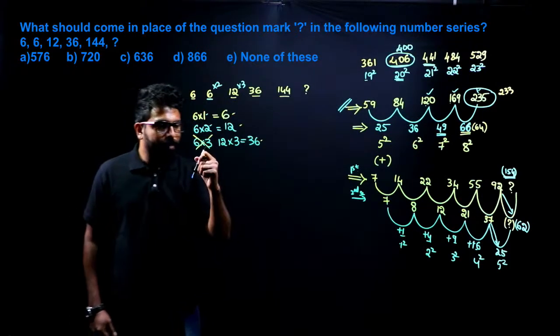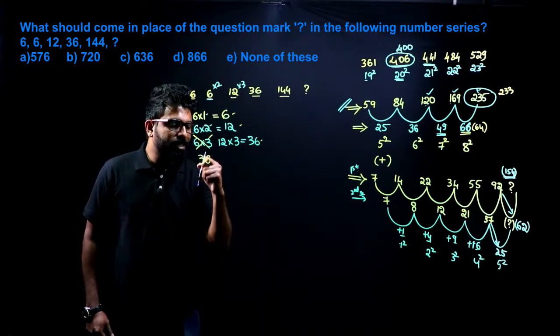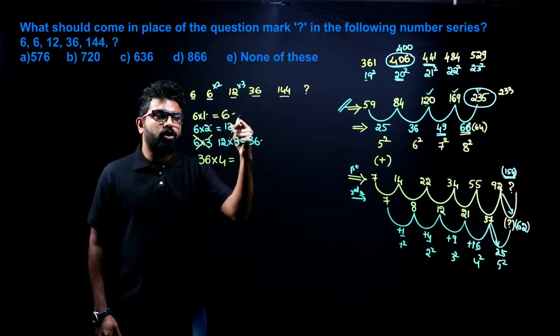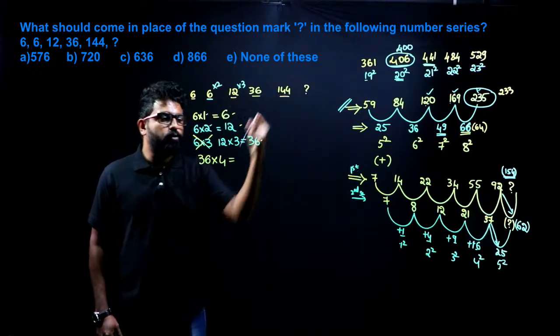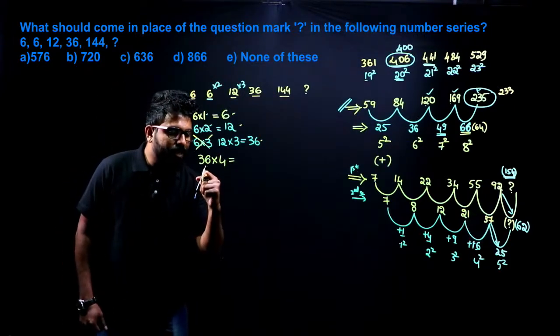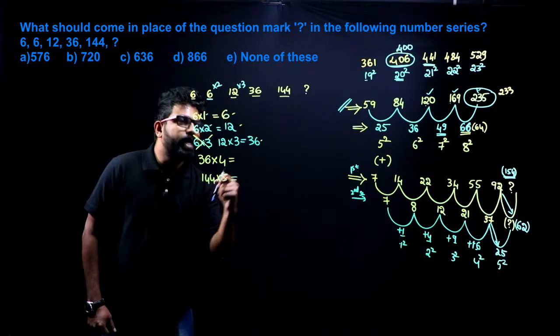So what should I multiply with next? I need to multiply 36 with 4. I need not do this because I've already got the logic and I already have 144 here. So what do I need to do next? I need to multiply 144 with 5 to get my final answer.